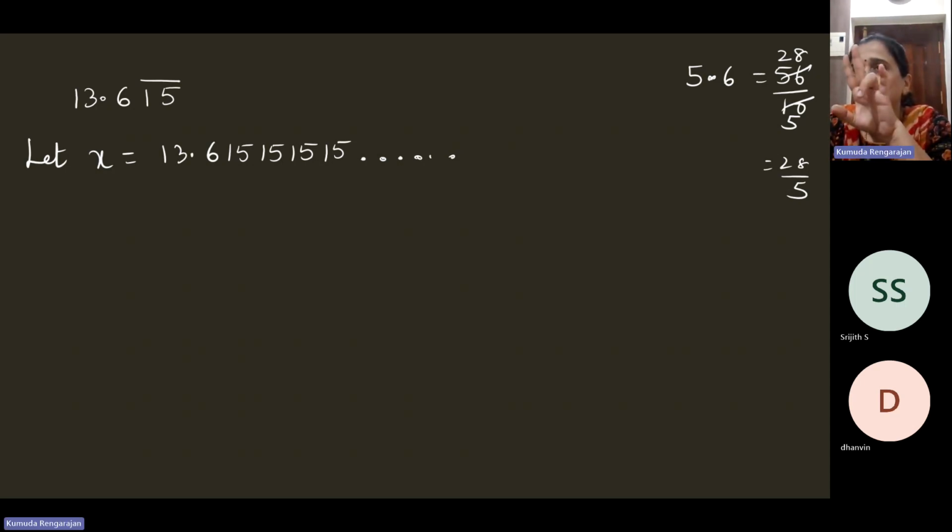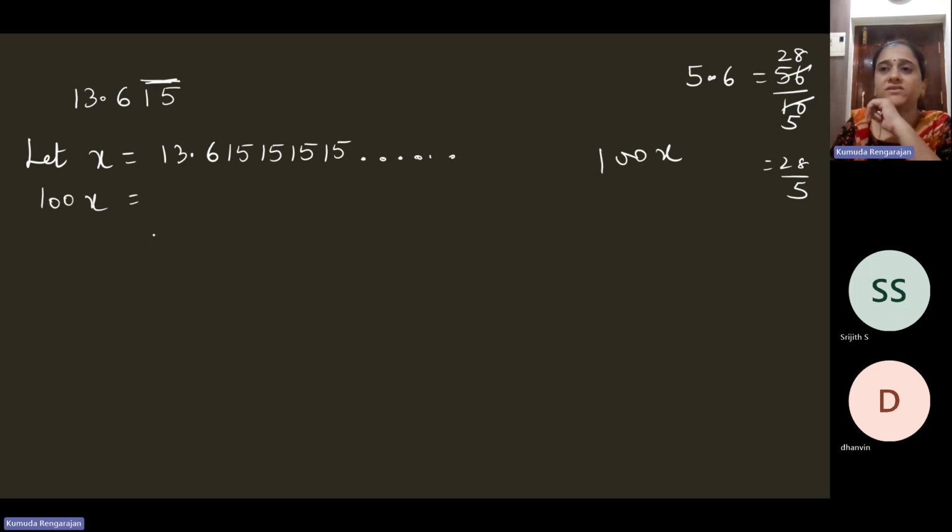So how many digits repeat? 2 digits. 2 digits means you should use the number 100. If only 1 digit repeats, use the number 10. If 2 digits repeat, 100. 3 digits, 1000. 4 digits, 10,000 and so on. Now, since 2 digits repeat in the decimal part, find 100x.